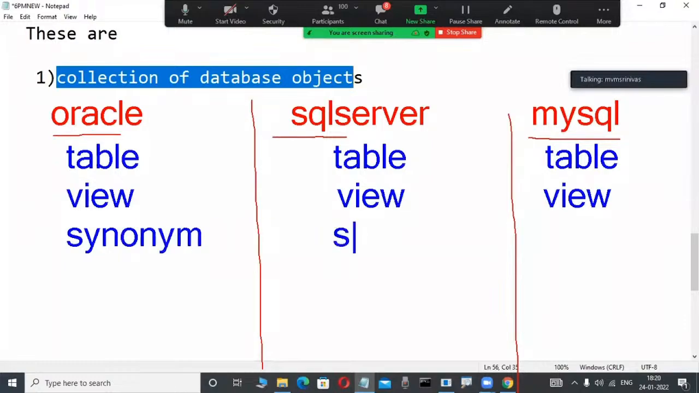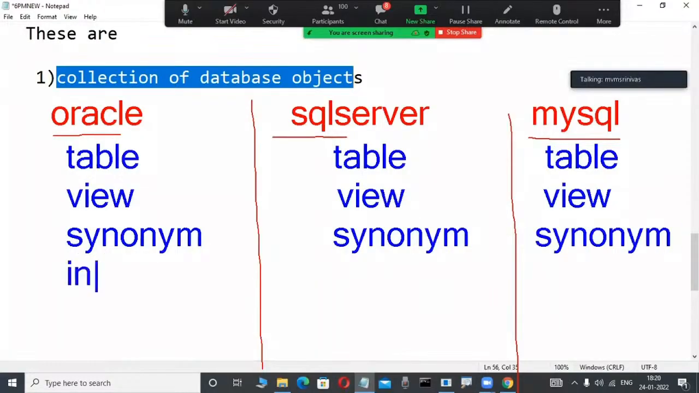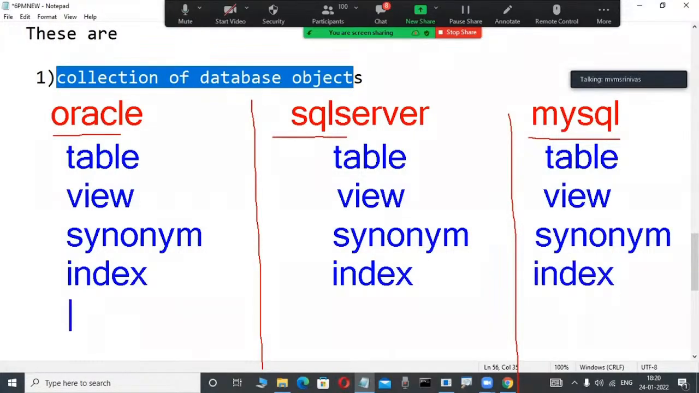What is a view? We are learning. Don't worry, in our course, synonym is available. Here also synonym is available. Here an index is there, here also an index is there. These are called objects. Okay, some terminology. What is this one? Big concepts only. Okay, fine.